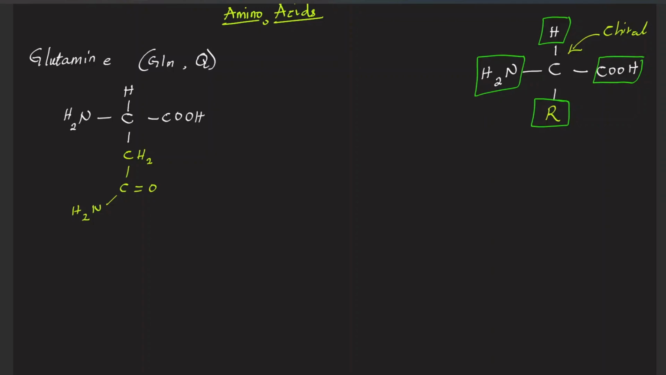Okay, so like I said, glutamine is similar to asparagine, but for the R group it has 2 CH2 groups before we have the amide group. So a carbon double bonded to an oxygen, and then it's bonded to an NH2 group, like so. So this is the structure for glutamine, GLN as the 3-letter abbreviation and Q as the 1-letter abbreviation.